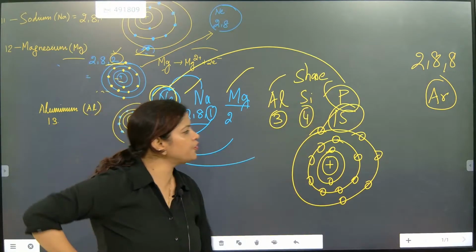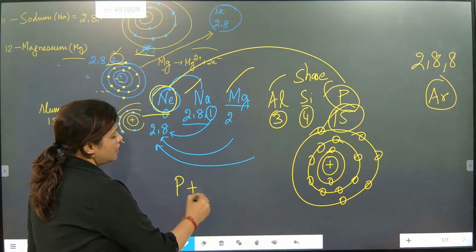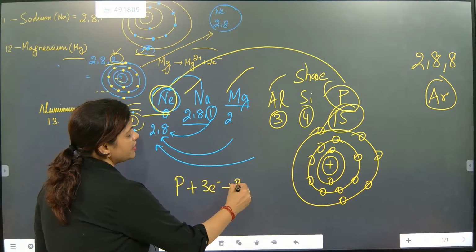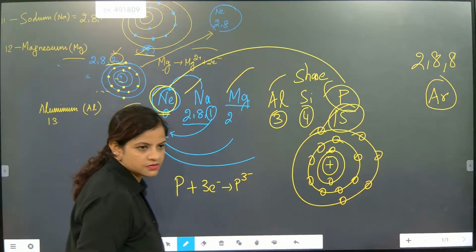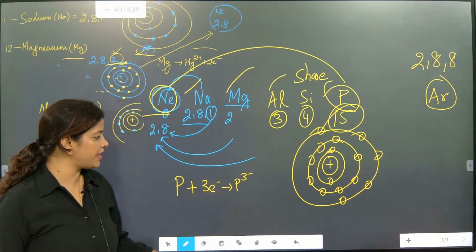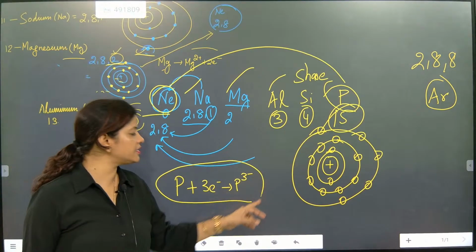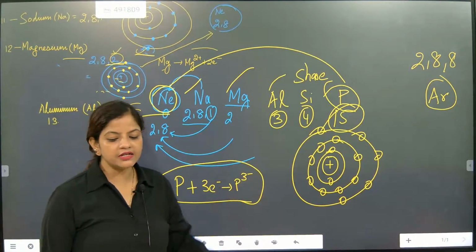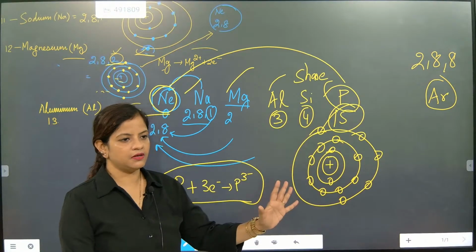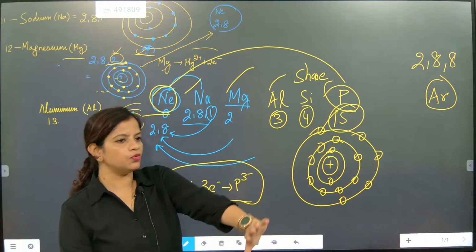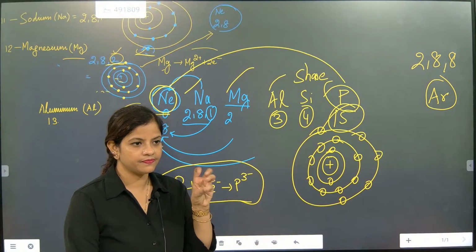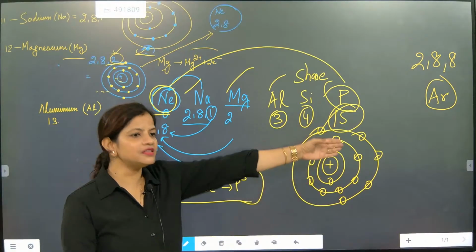So phosphorus will take 3 electrons and become P3 minus. Understood? Phosphorus loves to take 3 electrons. Once it takes 3 electrons, it becomes like argon, and argon is stable. Phosphorus in its ground state is not stable, because it needs electrons; 5 are there in the outermost orbit.